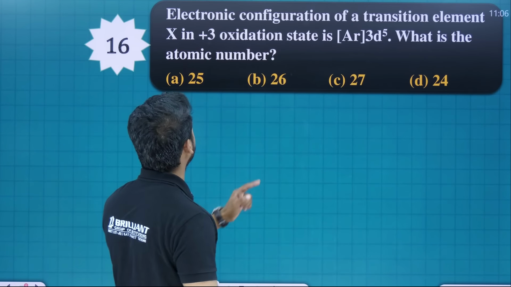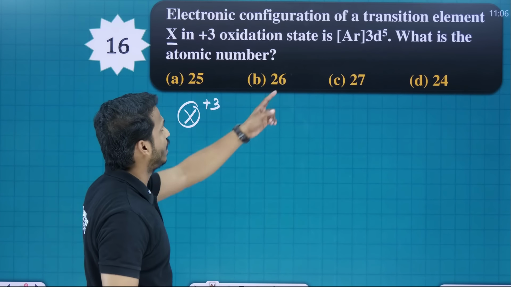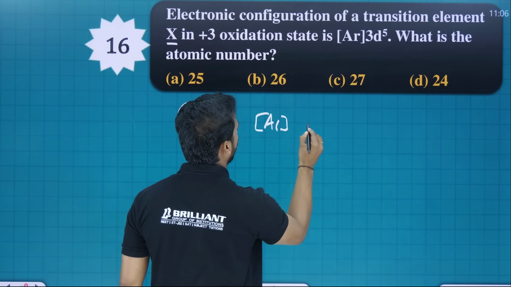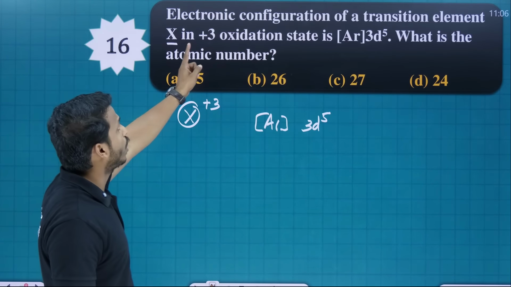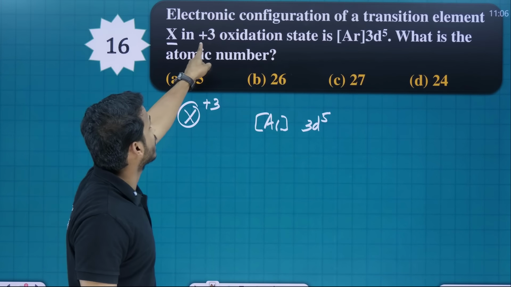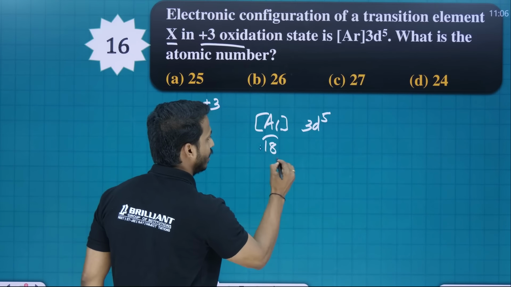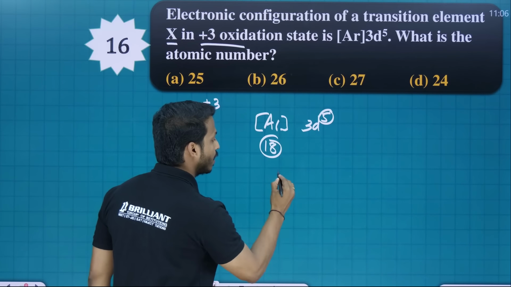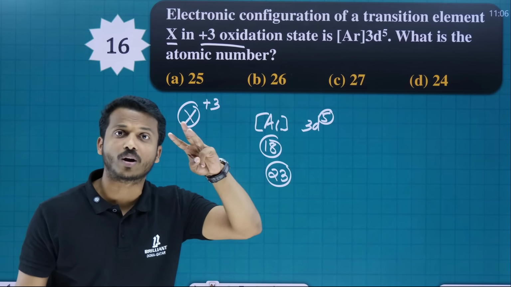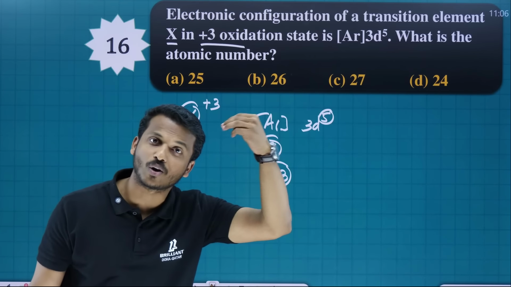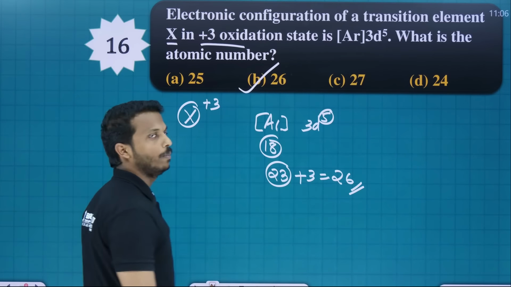Electronic configuration of a transition element X in +3 state is given as argon with 3d5. What is the atomic number? So the electronic configuration of a transition element in its +3 state is given. What is argon? 18. So 18 plus 5 is equal to 23, right? But it is in the +3 state. What do you mean by +3? Already 3 electrons are lost. So before that, 26 electrons will be there in the system.